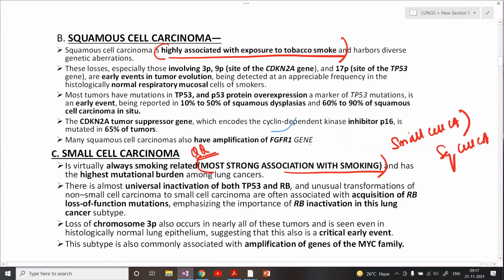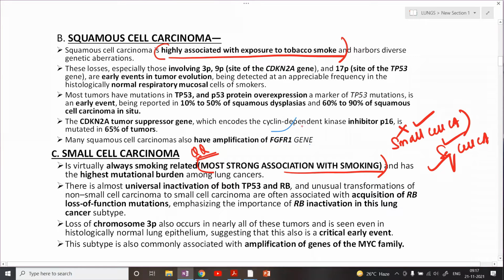So if this small cell is not in the options, you will go for squamous cell. If, for example, you can choose multiple options, then both small cell and squamous cell will go into the answer.